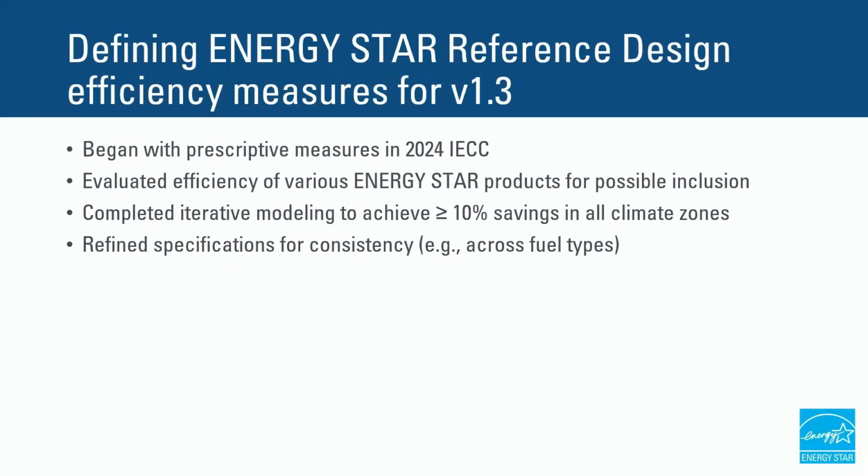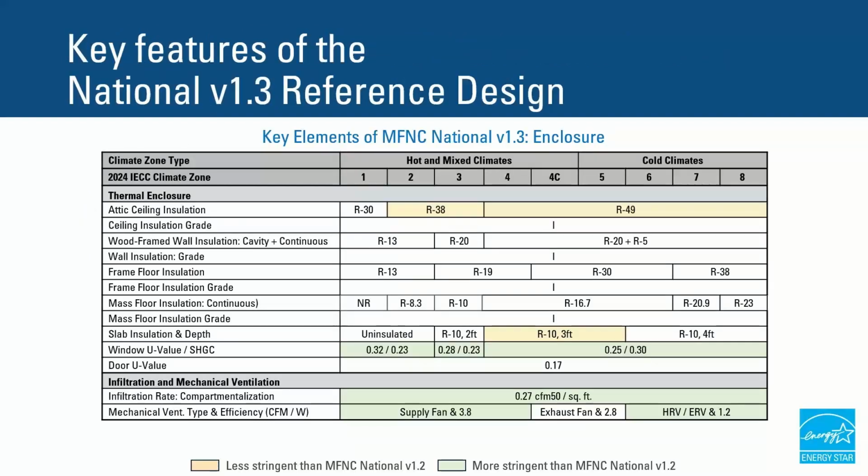For the new reference design we developed for National Version 1.3, we used the same process as single family. So again, this was an iterative process to achieve the 10% savings as well as consistency across the reference design. And we also wanted to align with single family new homes where appropriate. So with that, here is the new National Version 1.3 Energy Star reference design, starting with the enclosure components.